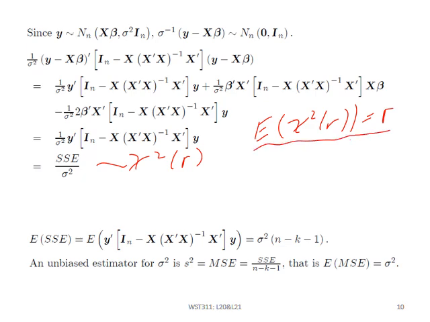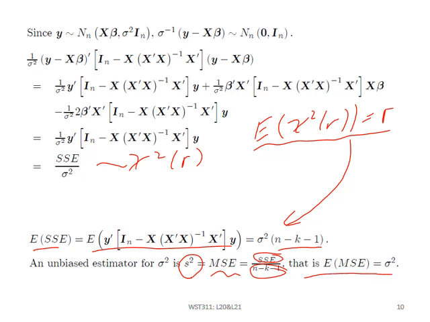Using this fact, we can show that the expected value of the error sum of squares equals sigma square times n minus k minus 1, from which we can derive that the mean square error, which we also write as S square, equal to the error sum of squares divided by n minus k minus 1, is an unbiased estimator for sigma square.